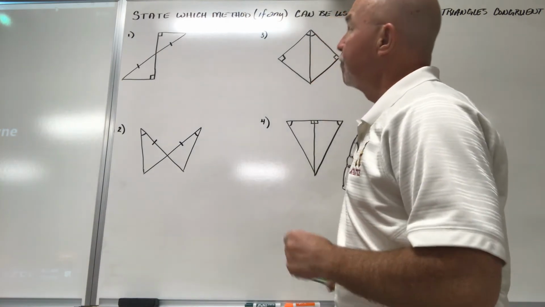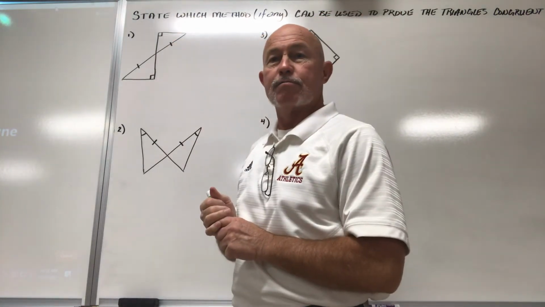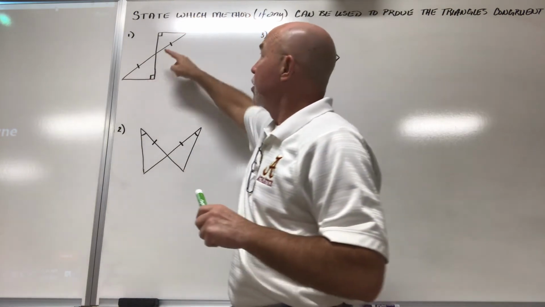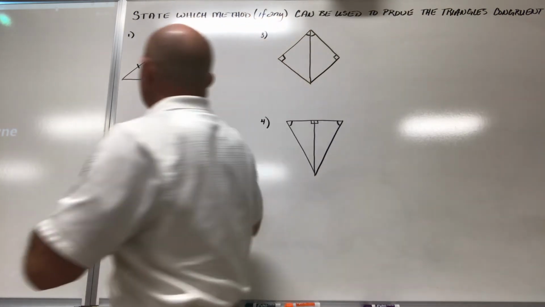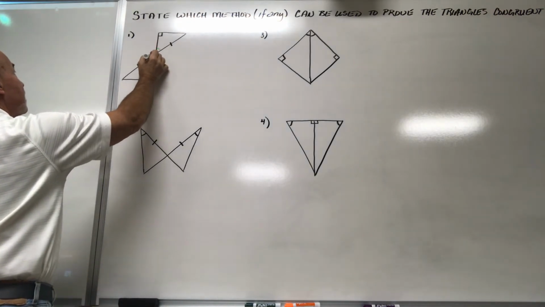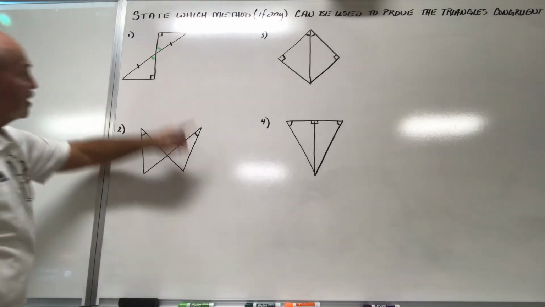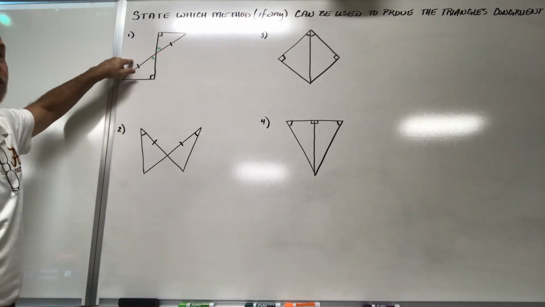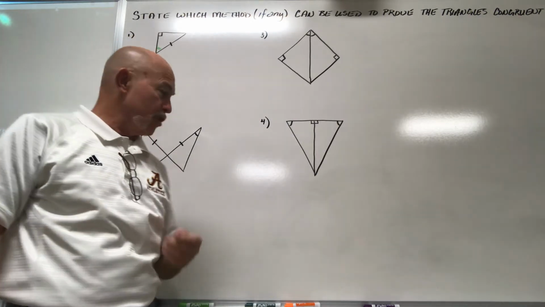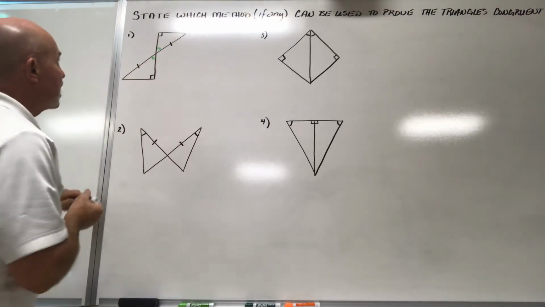On the first one, we have a pair of congruent angles, and there's a pair of sides. What we can prove, vertical angles are equal. Is the pair of sides that are congruent between those angles? No, they're not. So what we're dealing with here is angle-angle-side.